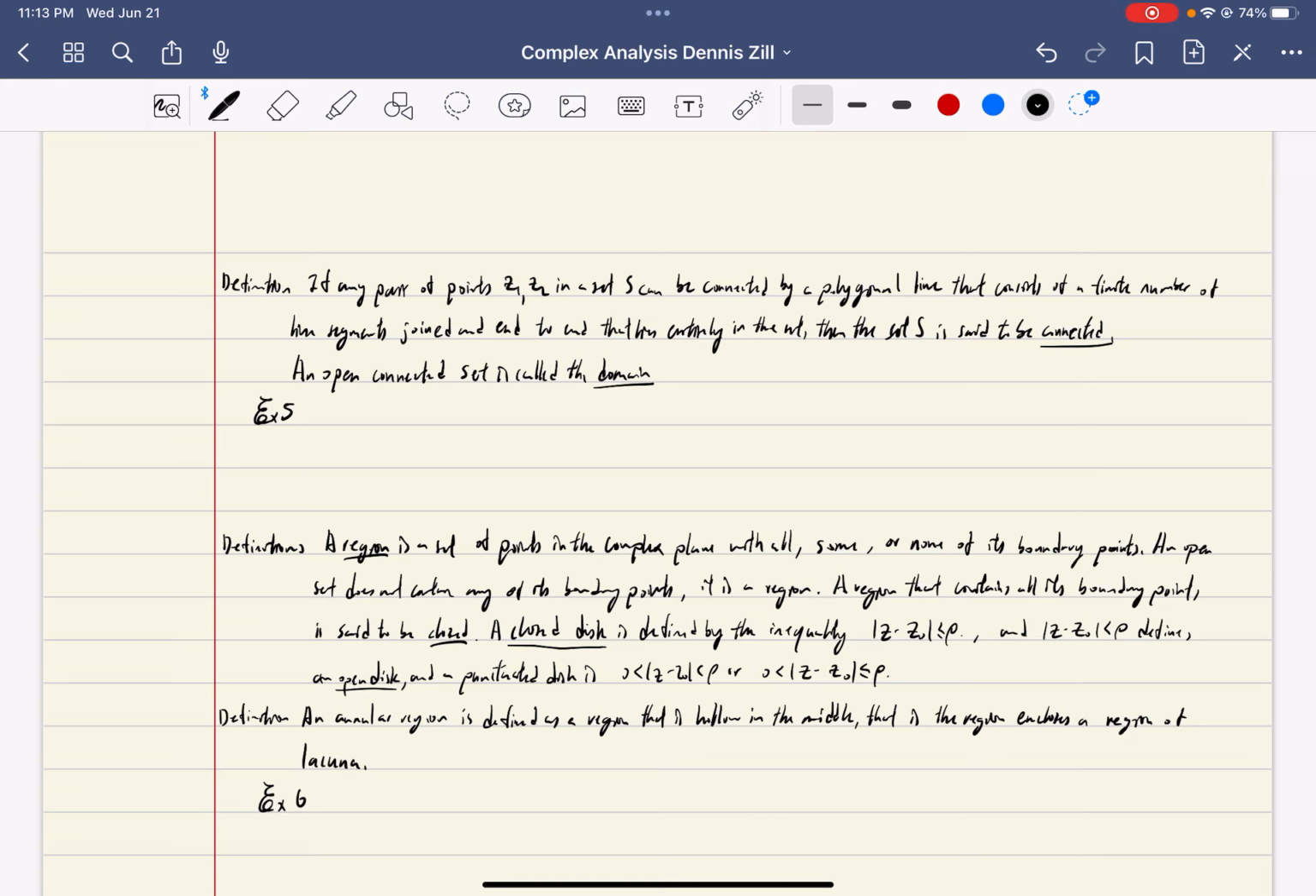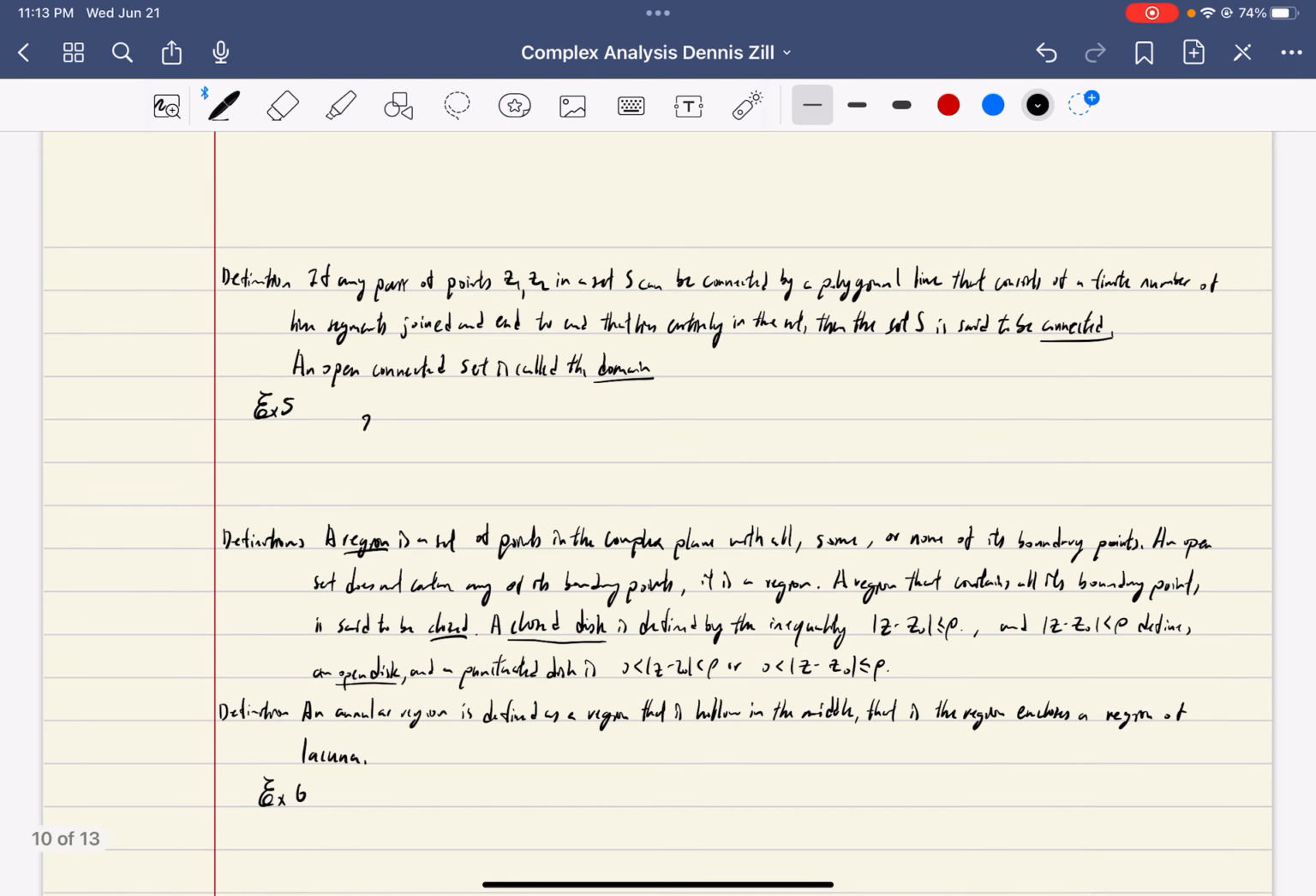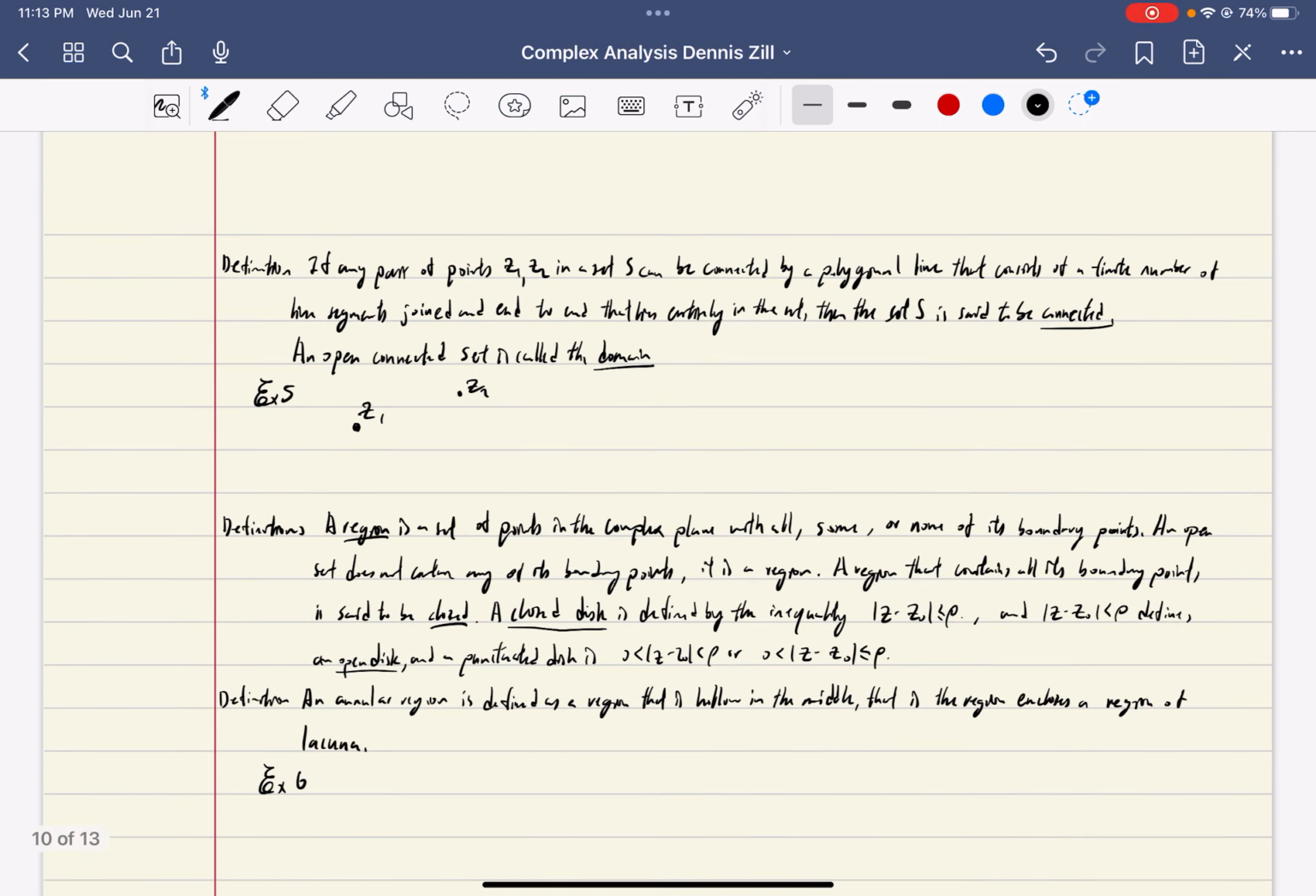Let's come up with a picture of a domain, right? Openly connected. How about we do this? We draw, let's call this Z1, right? This point Z1, and let's say this is Z2, right? And if you can join, and if the set is like this, a really weird set, right?